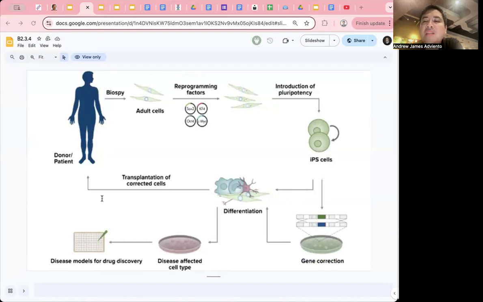So stem cells are classified based on their potential to differentiate. Number one, totipotent, can form any cell, including extra-embryonic structures like the placenta. Number two, pluripotent can form any body cell. Example: embryonic stem cells. And third, multipotent can form a limited range of cells. Examples are the adult stem cells.